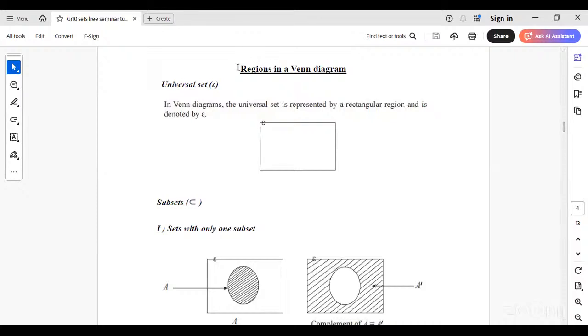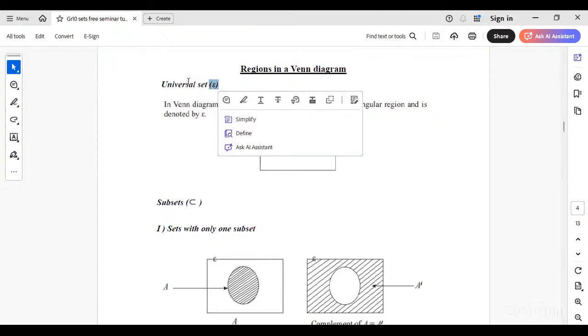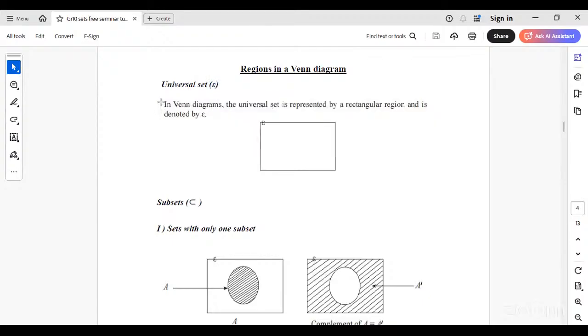Regions in a Venn diagram. First one is the universal set. The symbol for the universal set is this E mark, called epsilon. You don't need to know that name, but this mark denotes the universal set. In Venn diagrams, the universal set is represented by a rectangular region and is denoted by E. This part is called the universal set.